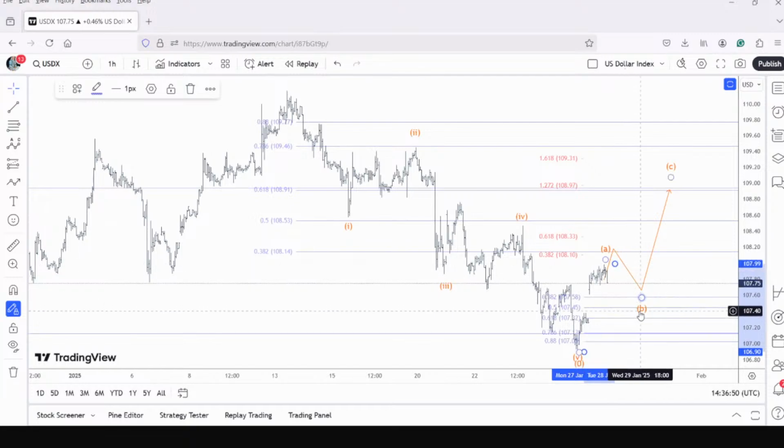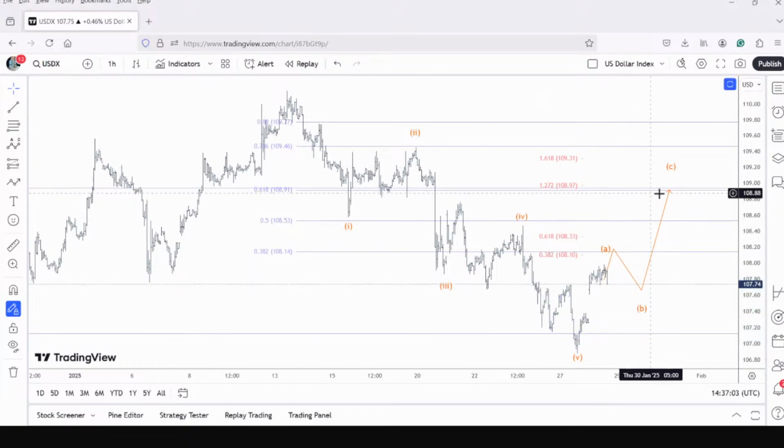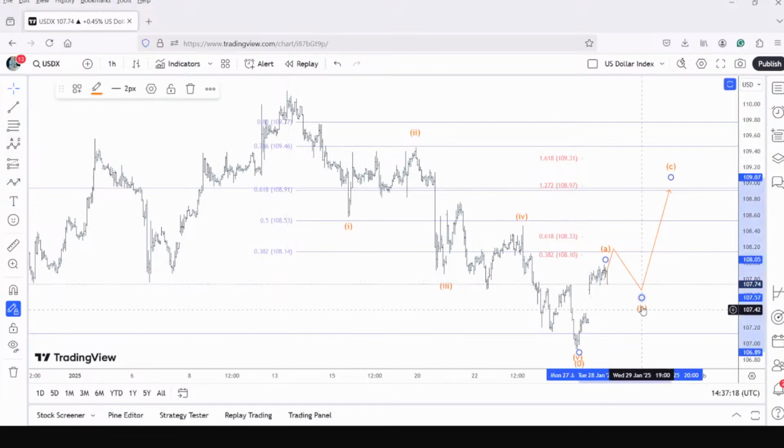So the B wave could actually drop towards the 107.40 or 30.40 zone again. That would be another opportunity or entry to go long for the aggressive traders and take it further towards 109. Remember, we took one long trade and took profits actually. Now there is a second long trade which is materializing. So we got to buy it around this zone, 107.40.